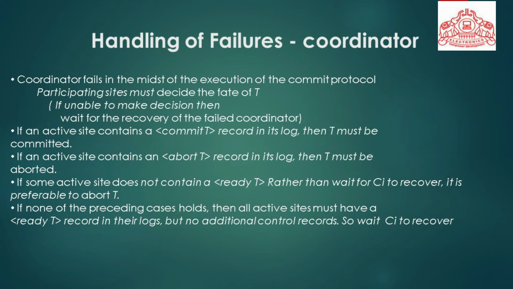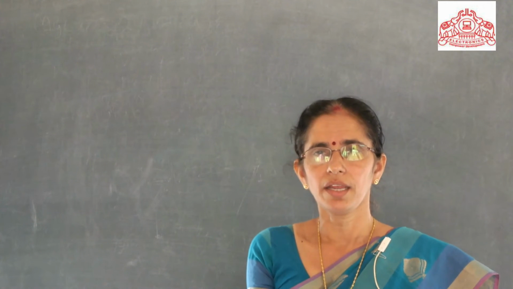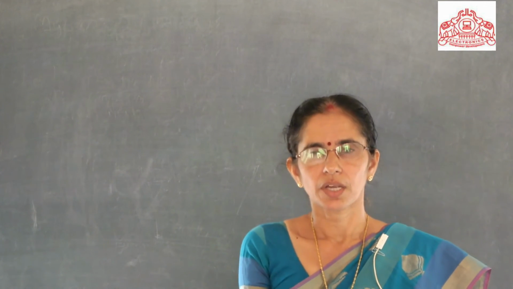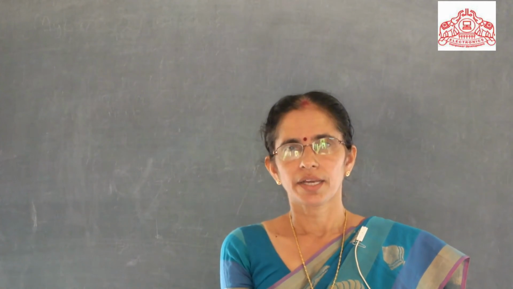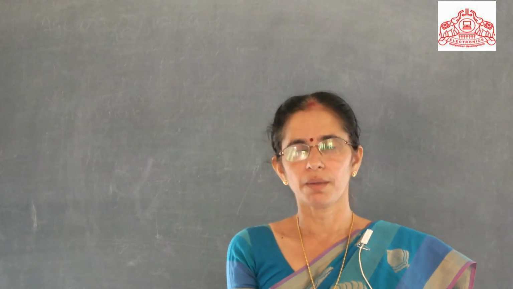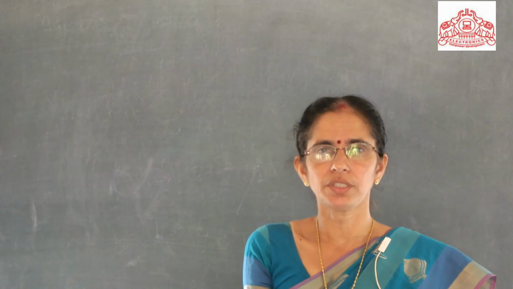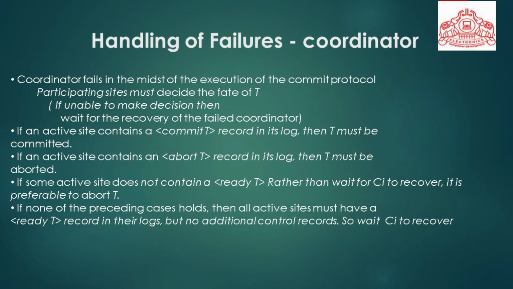And if some active site doesn't contain a ready T record, rather than waiting for the coordinator Ci to be recovered, it can preferably be aborted, or we can say it is very good to abort the transaction T there. If none of the preceding cases holds, then all the active sites must have a ready T record in their log, but no additional control records are received by the coordinator. In that case, the sites should wait for a recovery of the coordinator.